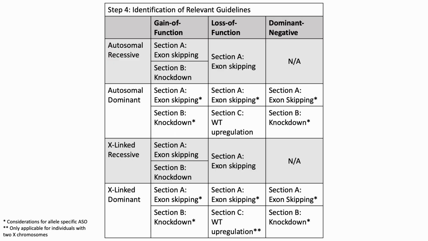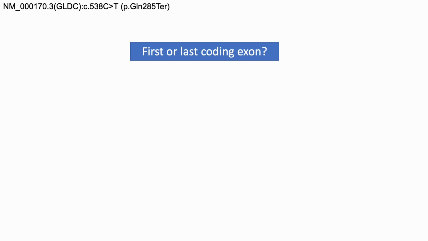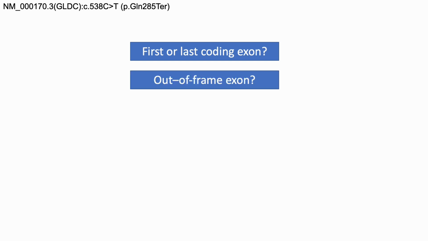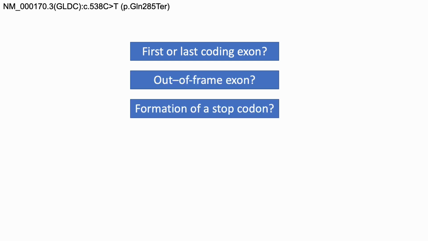Since our variant is loss of function and autosomal recessive, we can assess the variant for eligibility towards canonical exon skipping ASOs. To keep it simple, we assess for factors that call for quick exclusion when evaluating for eligibility towards canonical exon skipping ASOs, including checking whether the variant is in the first or last coding exon, whether it is in frame or out of frame, and whether a stop codon is formed.